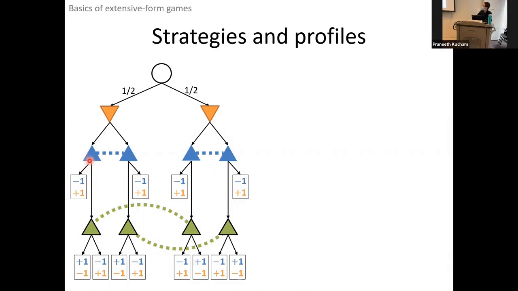Blue can go either left or right here, and there are two actions. If blue plays left here, the game ends. If blue plays left here, the game continues. If blue plays right here, the game ends. If blue plays right here, the game continues. So you are saying the utility doesn't need to be the same? No, I'm making no restrictions on what this utility function can be at this point.